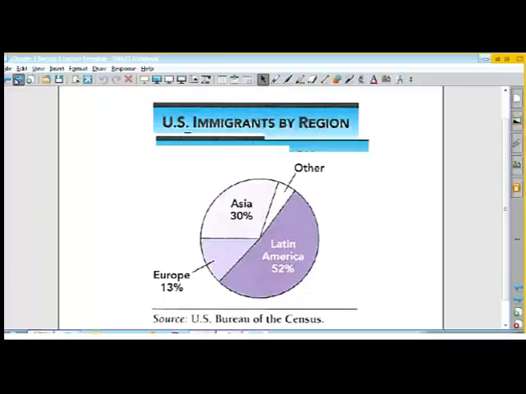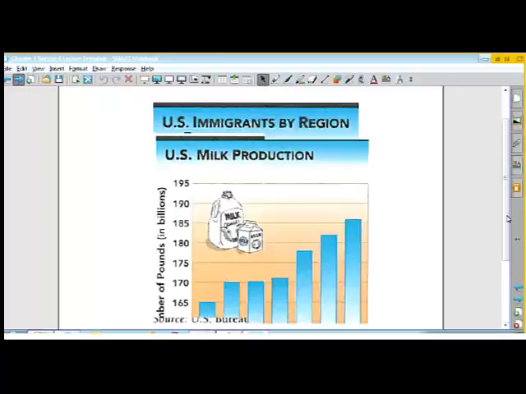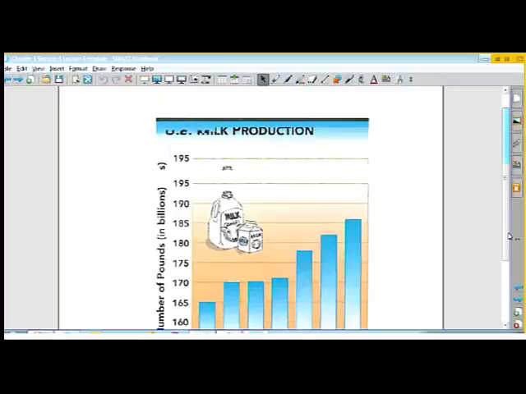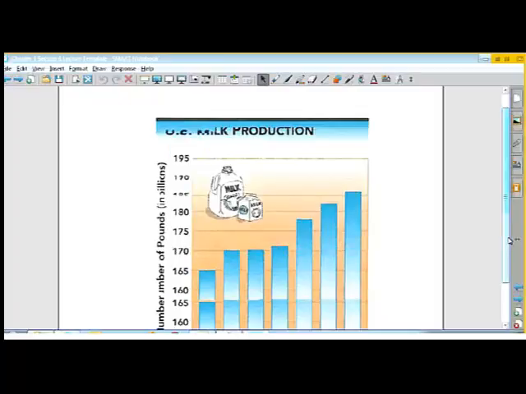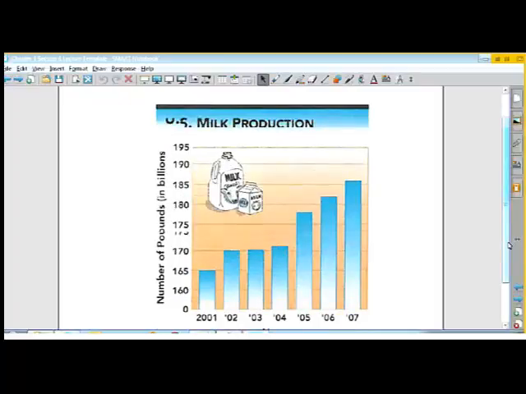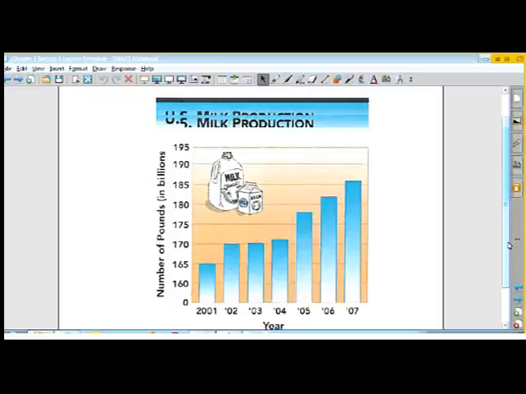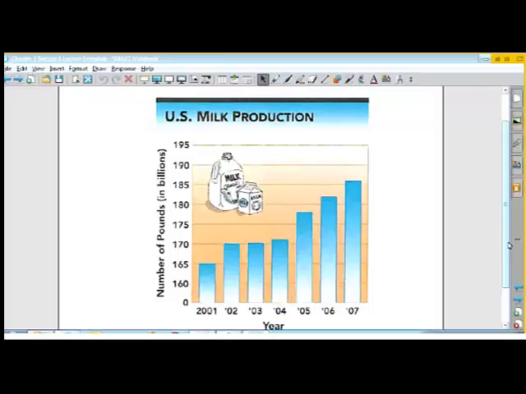So that's a typical kind of graph. This is the one that I use the most when I'm doing stuff. Anybody know what this kind of graph is called? What are these little things called? Bar, yeah. So it's a bar graph. There's horizontal bar graphs. There's vertical bar graphs. This is a vertical bar graph.